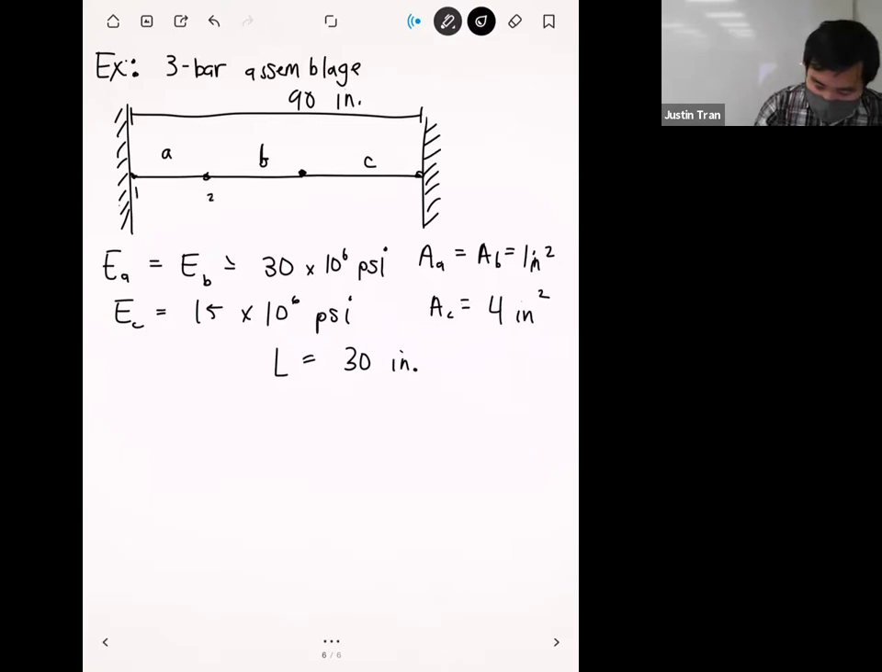So I'm going to go ahead and label the nodes. I'm just going to go from left to right, label them nodes 1, 2, 3, and 4. And you can see from this image right here, because nodes 1 and 4 are attached to a wall, we're going to assume those are fixed.